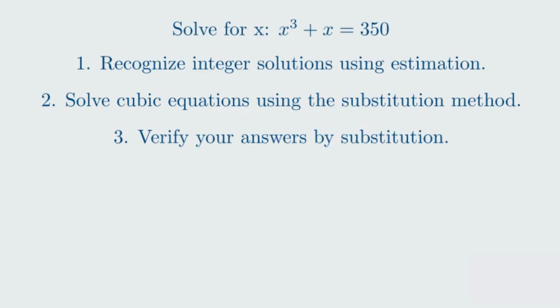So how can we start with this? Take a moment to think about what you might try first. A very common first step is to rearrange the equation to set it equal to 0. We can subtract 350 from both sides to get x cubed plus x minus 350 equals 0. Our objective here is to find the roots of this polynomial.